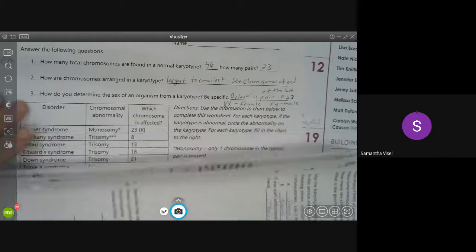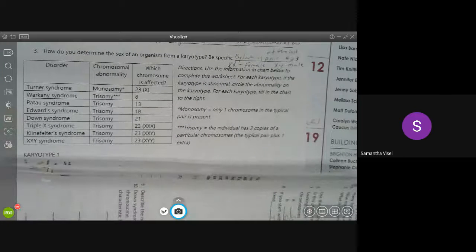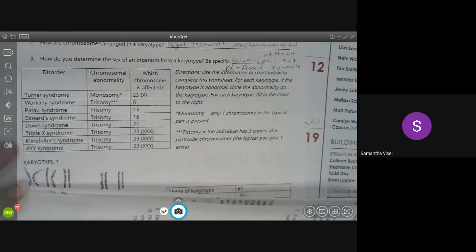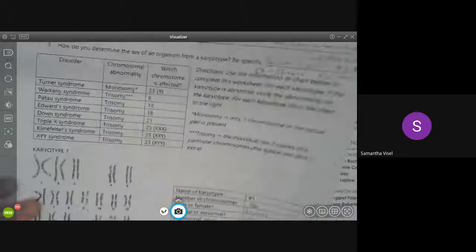Now you have a table here to help you to identify a variety of different types of common genetic disorders. So you're going to use this table as you go to help you to identify what type of genetic disorder it is that we are looking at, if we even have one.